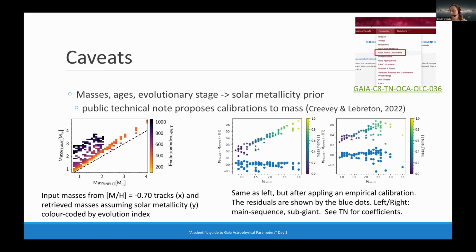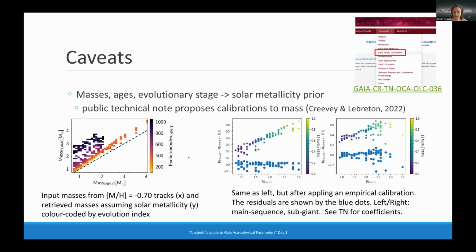If you go to the Gaia Cosmos page, the resources, there's Gaia public documents. There's a document, it's the second last one today on that list. It's GAIA-C8-OCA-OLC, OLC for my initials, OCA because it's the Observatoire de la Côte d'Azur. There we talk about masses and ages in Gaia DR3. We would have liked to have published a paper, but we didn't have the time to publish another paper before Gaia DR3, so we decided to publish it as a technical note. I encourage you to go have a look at this.